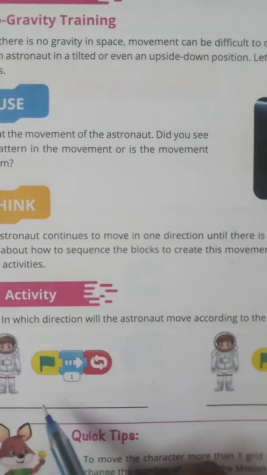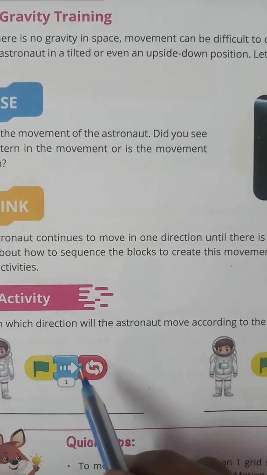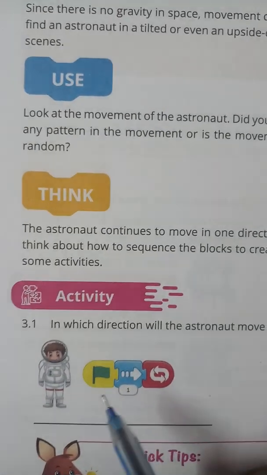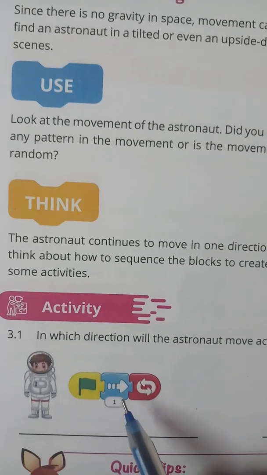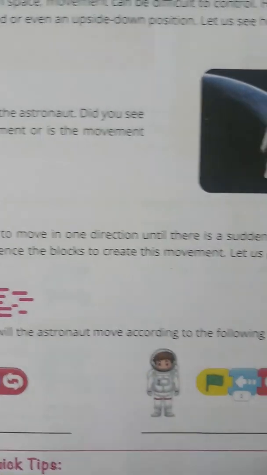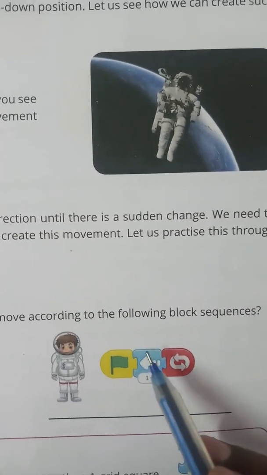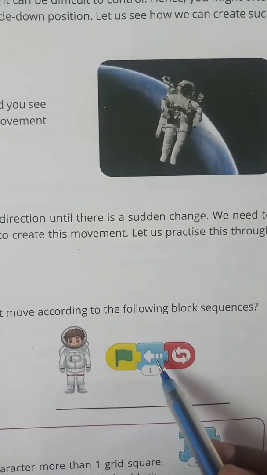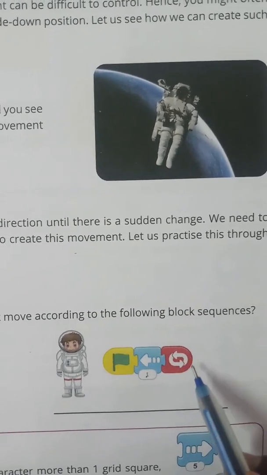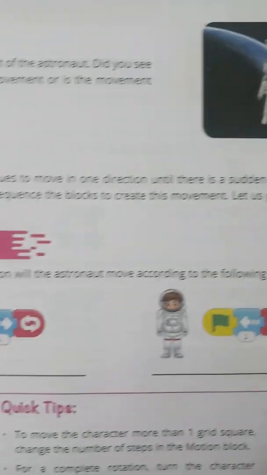So first one is start, second one is move right side, and the third one is loop. Runs the script again and again. Okay, repeats forever. Here first one is start, second one is move to the left side. How many times? One time. And this is for repeating the task.